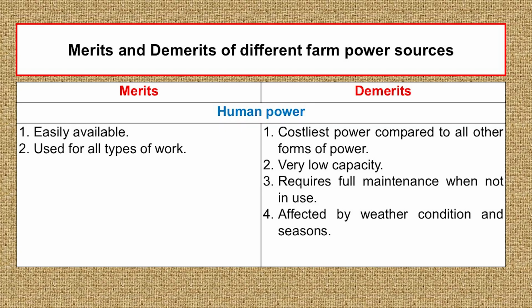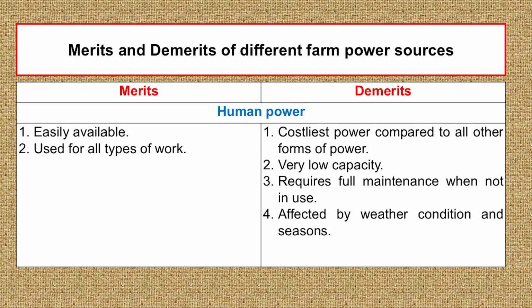What are the demerits associated with human power? It is the costliest power. As I told you, we can find the labor, but we can't afford them. That is the biggest issue with today's agriculture. So human power is the costliest power and has very low capacity. If we completely rely upon farm laborers, your work will be delayed because their work capacity is low.